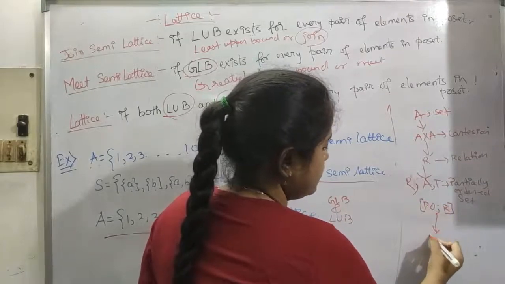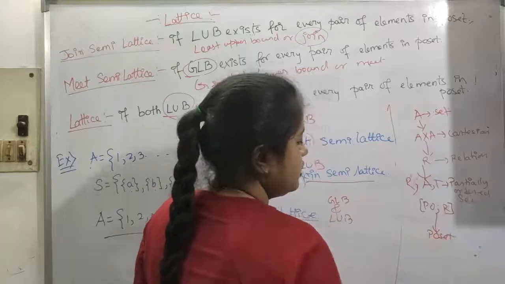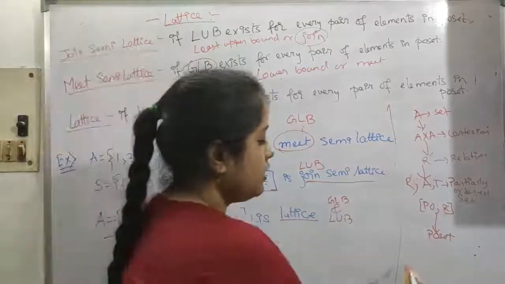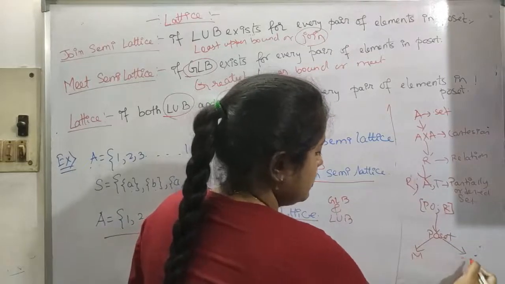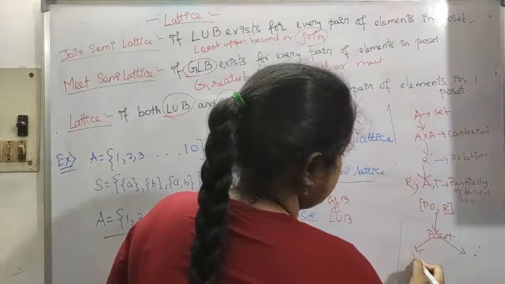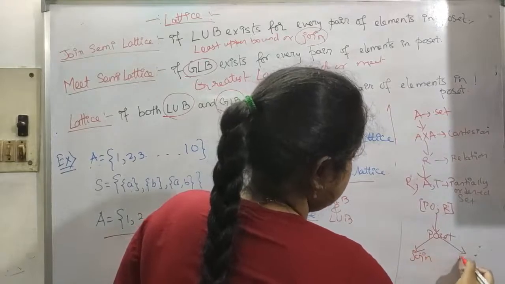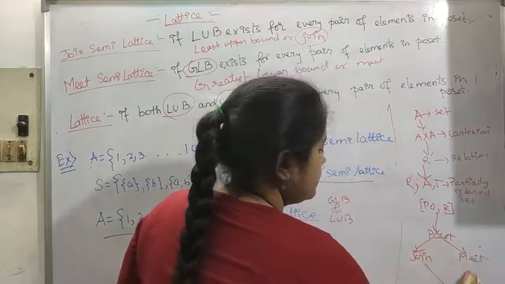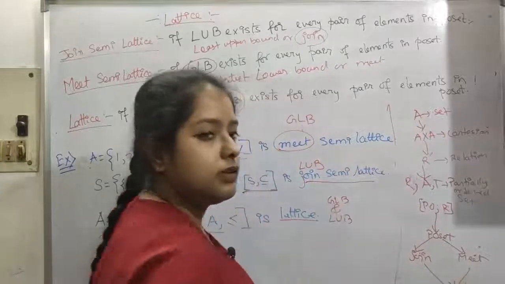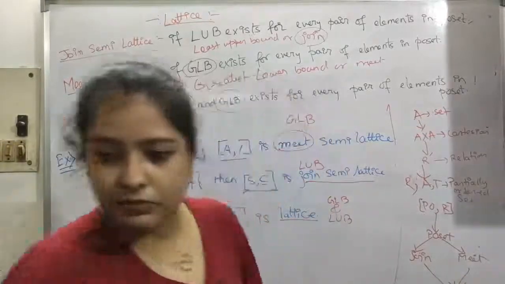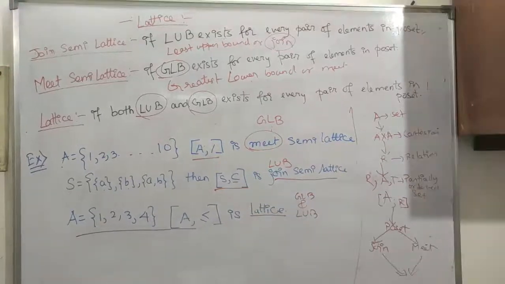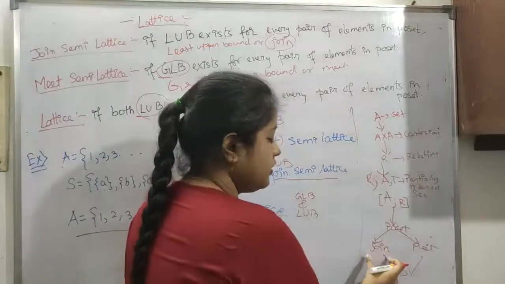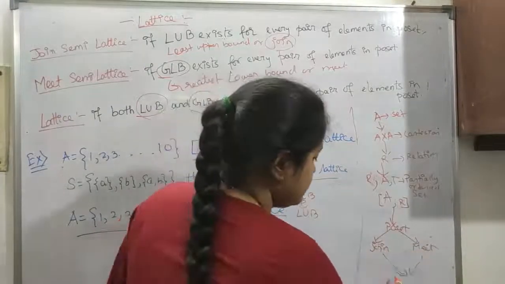This is poset. We have seen poset. Now, if a poset contains both join and meet, then we will have a lattice. I think it is visible or not, let me check. No, it is not visible. It wasn't visible previously. So if it has got both join and meet, then it is called a lattice.